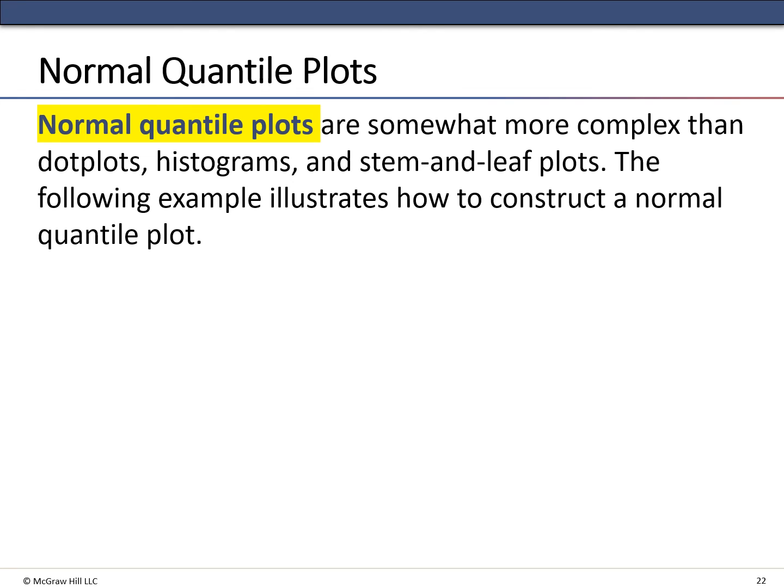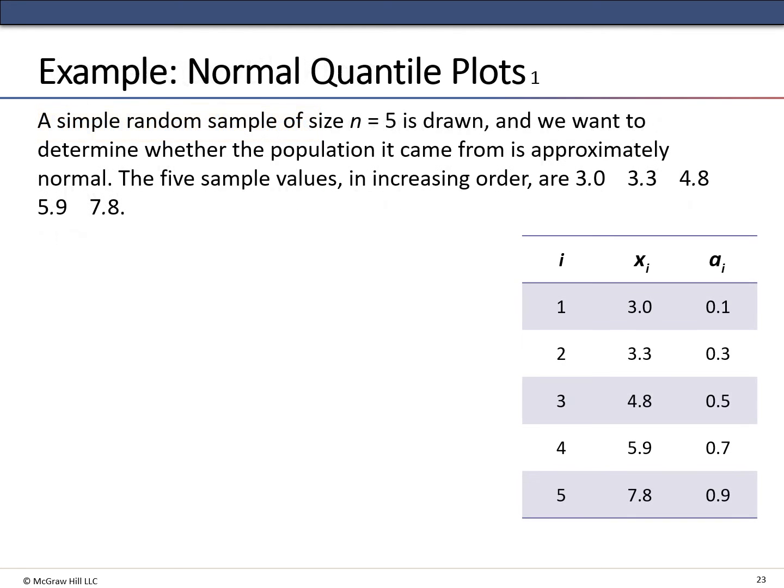Normal quantile plots are somewhat more complex than dot plots, histograms, and stem and leaf plots. This shows how we construct one. It is a little confusing. A simple random sample of n equals 5 is drawn, and we want to determine whether the population it came from is approximately normal. The 5 sample values in increasing order, you can see those x values. X values are always the sample data we collect. There are 5 of those data points that we number 1 through 5.